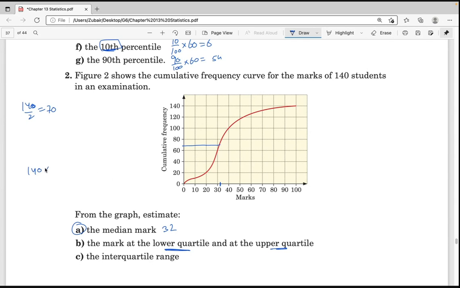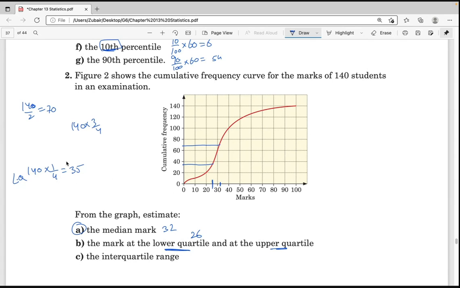140 into 1 by 4 is for the lower quartile, so 35. 20, 30, 40, 35 is somewhere here. So we can also divide 70 by 2. Yes, we can do that. And for the upper quartile it is 140 into 3 by 4.